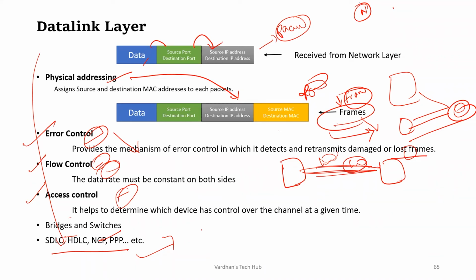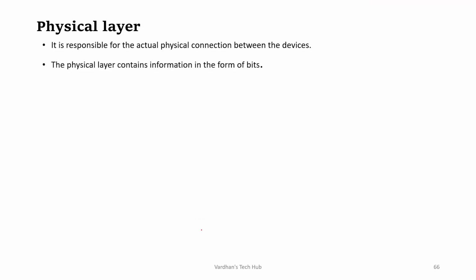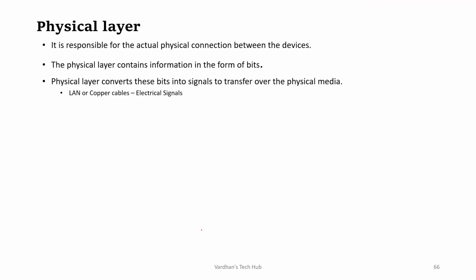So for now, that is what the data link layer is and what its functionality is. Next, the last layer is the physical layer. The physical layer is responsible for transferring the data between the networks. This is the last layer of the OSI model. Here, the data we receive from the data link layer, that is frames, will be divided into bits in the physical layer. And these bits, while transferring the data, depend on the cable you are using.